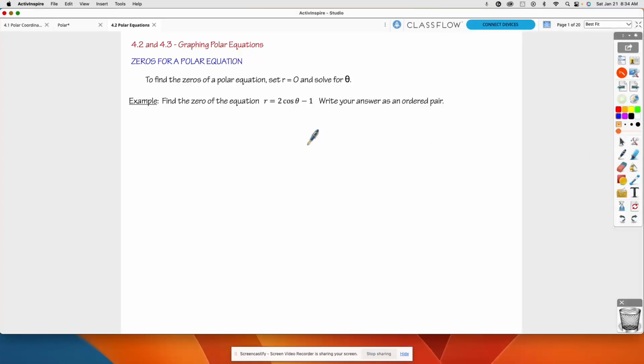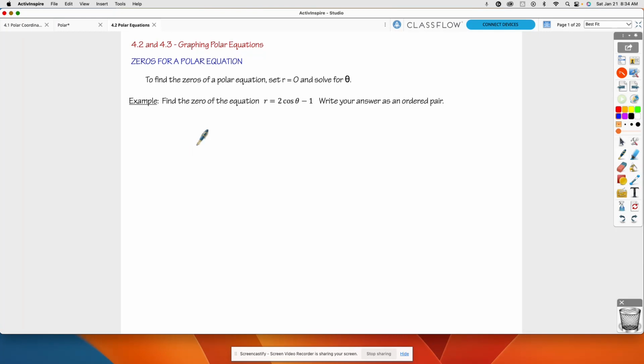This is the first set of videos that deals with graphing polar equations. So let's get started with the first one, finding zeros for a polar equation. Just like finding zeros for polynomial functions, where you have to set the function equal to 0 and solve for the value of the independent variable, this is the same thing that we are doing here.